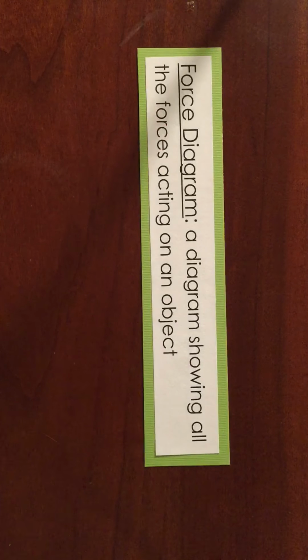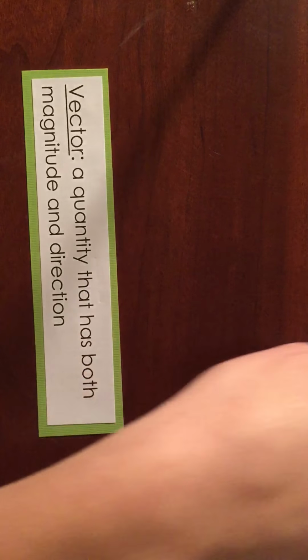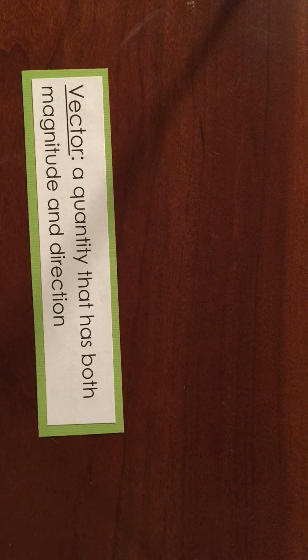A force diagram is a diagram showing all the forces acting on an object. Forces are vectors. A vector is a quantity that has both magnitude and direction. The best way to represent a force is by using arrows to indicate the direction and the magnitude. The magnitude of the force can be indicated by the length of the arrow. The longer the arrow, the bigger the magnitude, the more force.